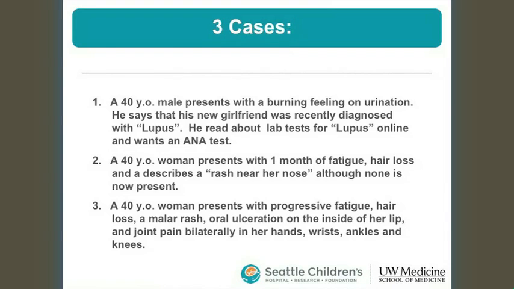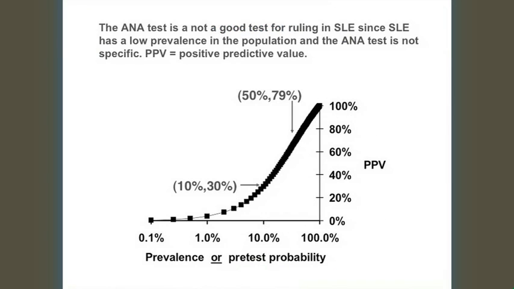And the problem with this is a graph of pretest probability. So pretest probability, 1%, 0.1% would be 1 in 1,000. So our guy, the burning-urination, new-girlfriend guy, he's down here. Pretest probability-wise, he's over here. But I'm going to give him a break and say he's here. Our lady with the oral ulcers and the progressive joint pain and all that, she's up here. She's a very high pretest probability.